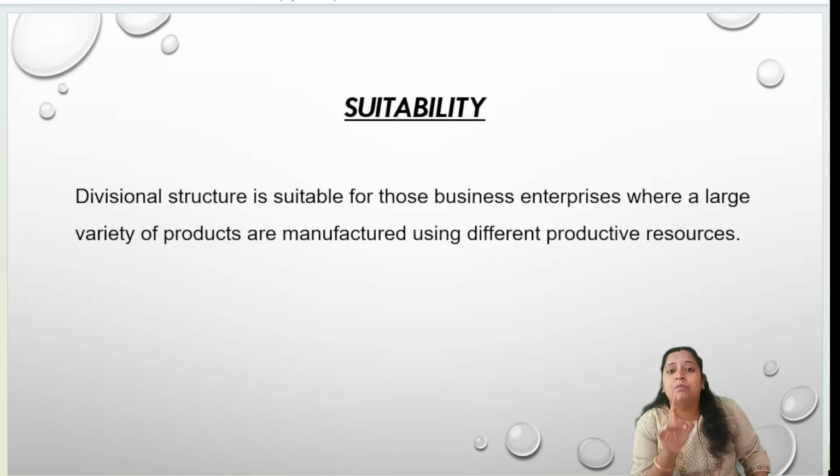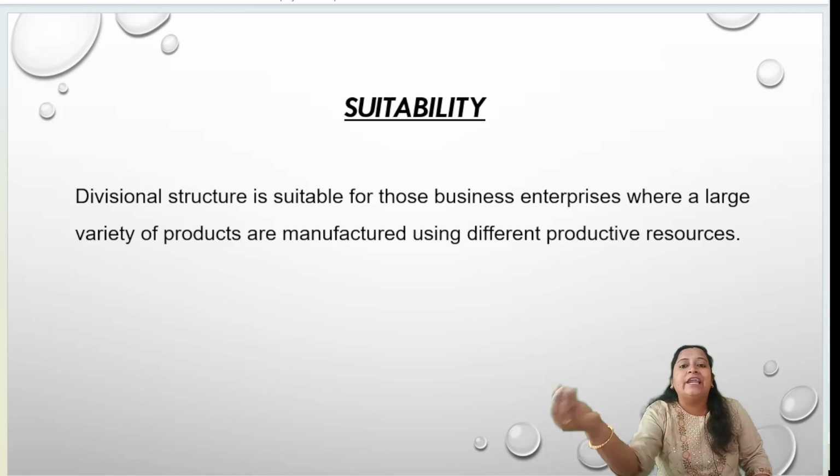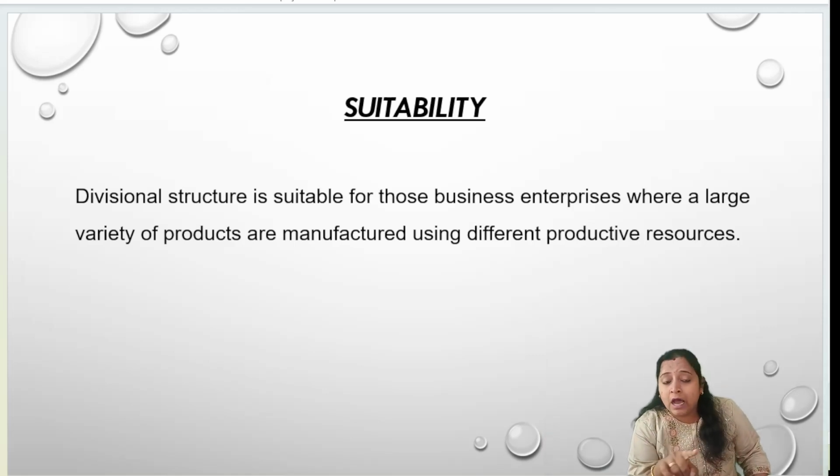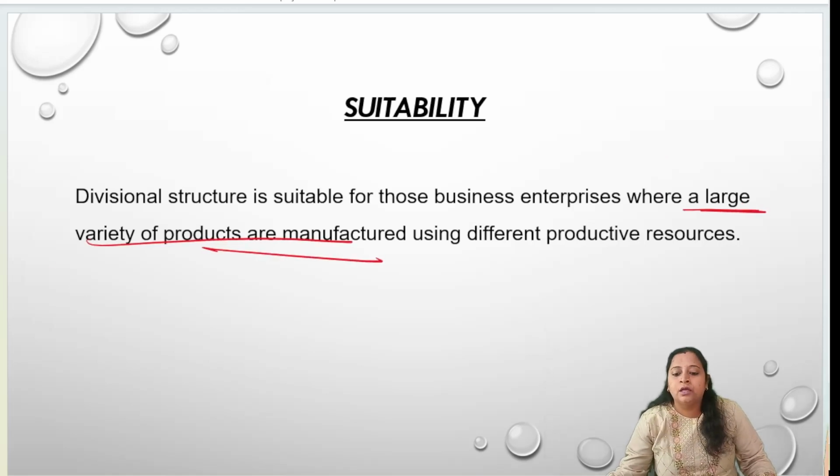They'll ask you for 1 mark where your divisional structure is suitable. Divisional structure is suitable where n number of products are produced, where a different variety of products are produced. There your divisional structure is very much suitable. Large variety of products, this one you have to write. Large variety of products are produced or manufactured using different productive resources. There your divisional structure is well suited.